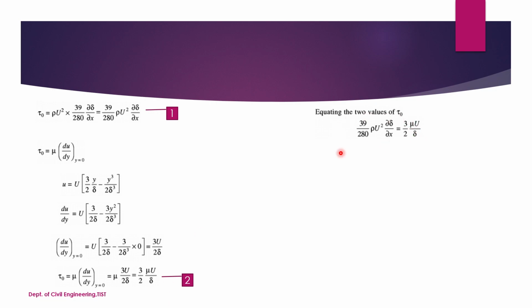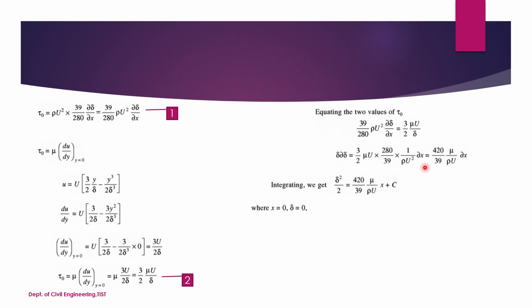Equating these two, you'll be getting this expression, and here after rearranging, on one side you have delta d delta, and on the other side you have dx. We can integrate. So on integrating, integrate this side with respect to delta and this side with respect to x. Now on integrating, we will be getting this expression, and in order to find out the integration constant, we need to apply boundary condition.